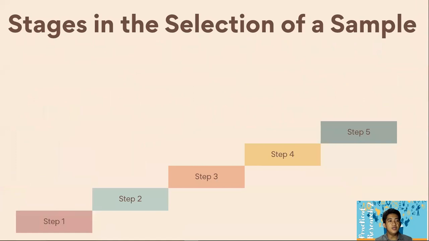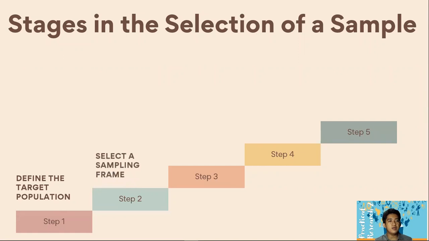Let's move on to the stages in the selection of a sample. There are 5 stages where we are able to select our sample. Step number 1 is to define the target population. The school, the community, friends, relatives. We need to identify based on what our research focus is. So we need to look into our research problem or our research topic, because that is where we are able to find out what our target population is.